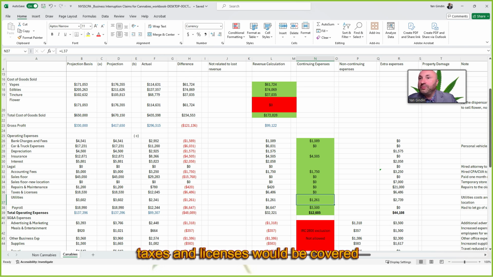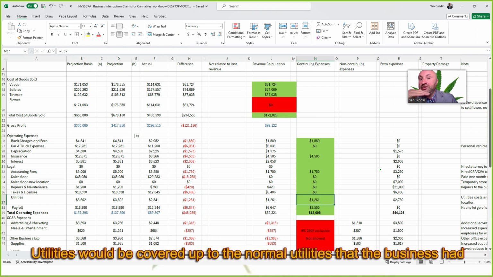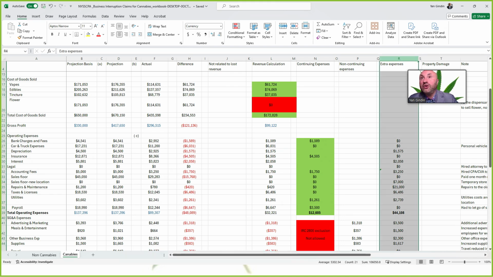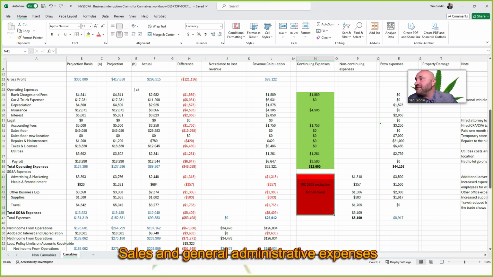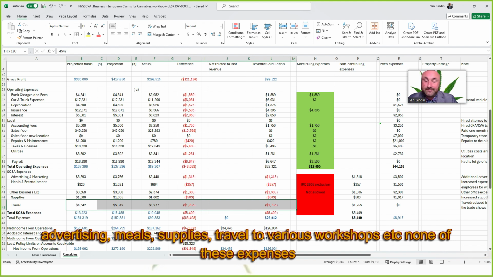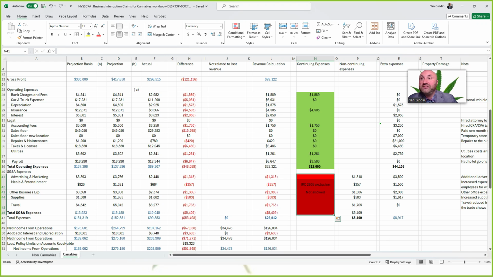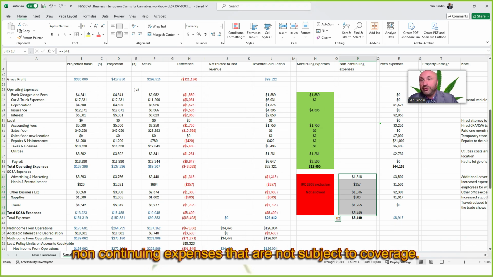Taxes and licenses would be covered. Utilities would be covered. However, there is a very distinct and specific distinction here. Utilities would be covered up to the normal utilities that the business had suffered, plus any extra portion of the new utilities, and we will go through it as part of the extra expense. And Renata, here we come to your question: sales and general administrative expenses, advertising, meals, supplies, travel to various workshops, etc. None of these expenses would be included in the calculation of lost revenue because these expenses are subject to the IRC 280E exclusion, and therefore we would highlight these expenses as part of the non-continuing expenses that are not subject to coverage.